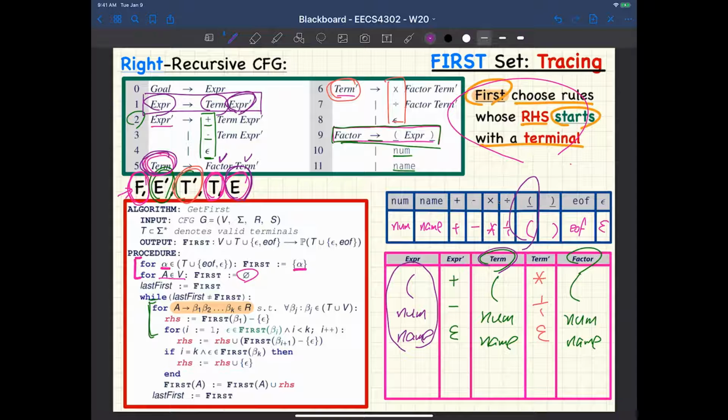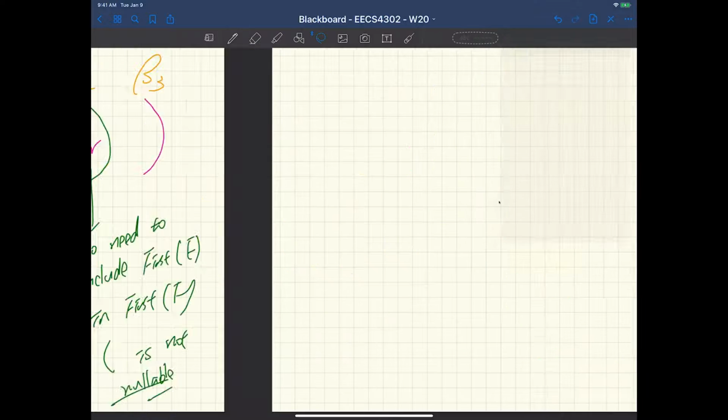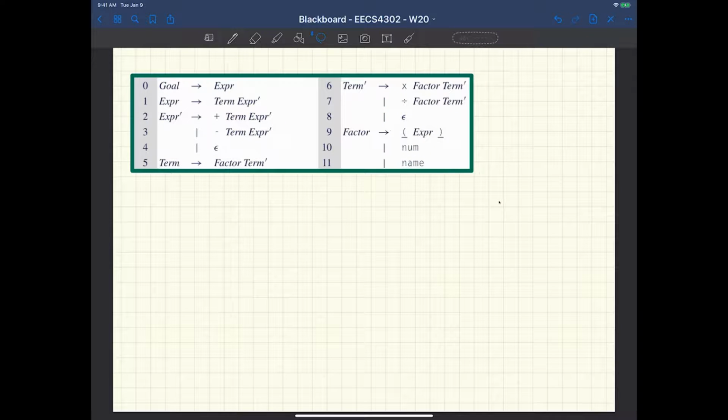I want to talk about just one hypothetical example here, and then we can talk about why the first set may not be sufficient. We'll talk about it in just a moment. Let's say the same grammar here. Hypothetically, let's say I've got another rule, simply V. V produces, for example, term followed by term prime followed by expression prime, and then followed by factor. Don't ask me why, it's just hypothetical.